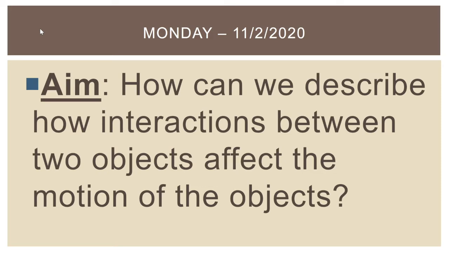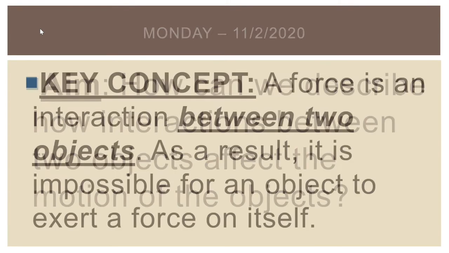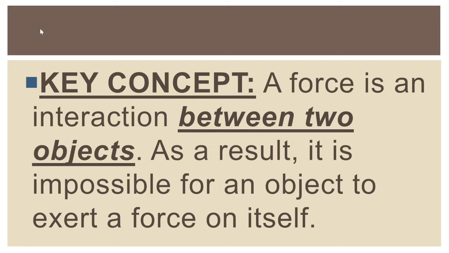Now, in this aim, the way that it's worded, ultimately, we already have what I'm going to write down here as the first big note for today, which is that a force is an interaction between two objects. And so as a result, it is impossible for an object to exert a force on itself. This is a super, super, super important idea. It seems basic, but it ends up having big ramifications for how objects interact with each other.